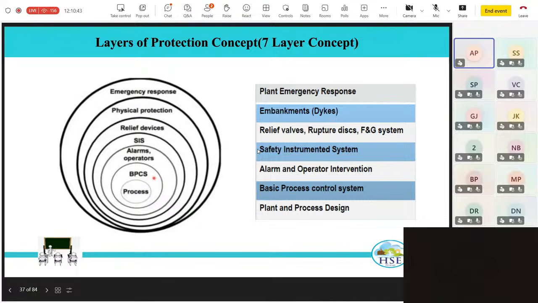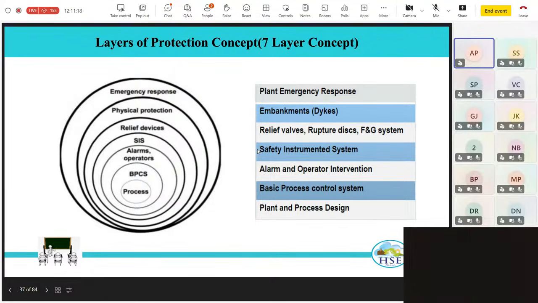Now, what is it? See, once you have designed your process for a particular temperature and pressure condition, the process is a dynamic thing. That process keeps on continuously and dynamically moving these parameters. The temperature may go up or down, the pressure may go up or down, and it needs to be continuously monitored by the control room operator. The tool they deploy for doing this is BPCS, the Basic Process Control System.